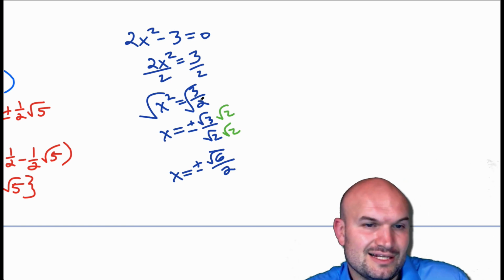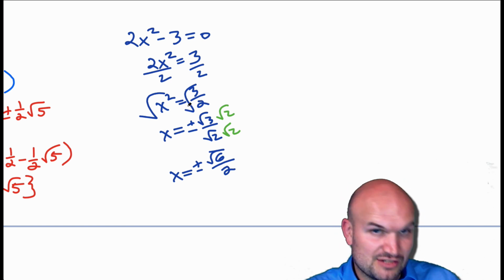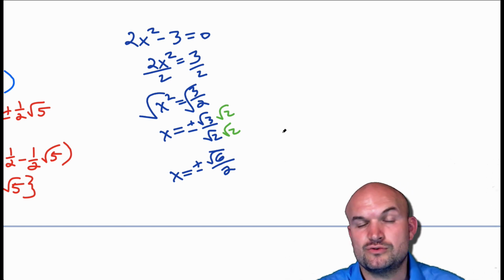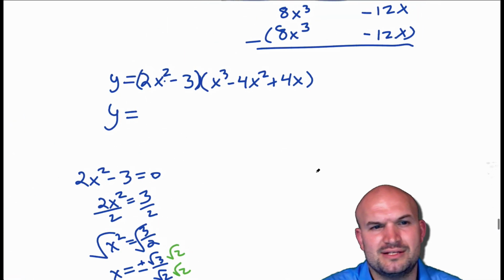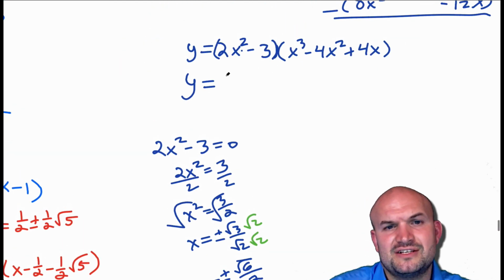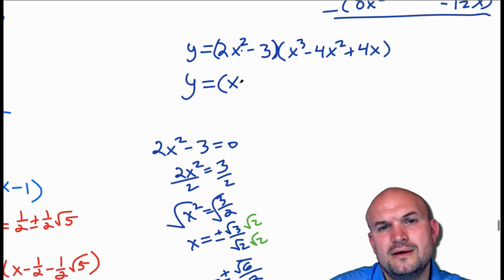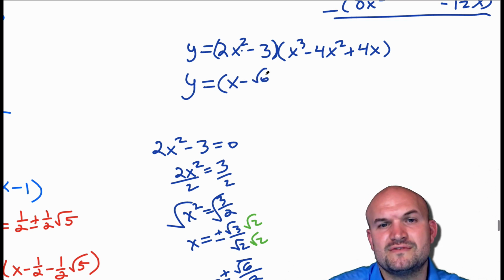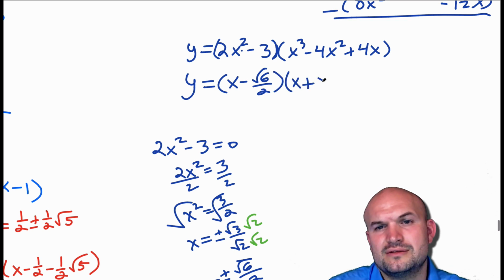So technically, if you just left it as square root of 3 over 2, that's right. But if you're looking at multiple choice questions, something like that, you'd want to see that written as the square root of 6 over 2. And that's how I'll write my answer. So anyways, those are the zeros. So if I want to write those as the factors, I'd write this as x minus square root of 6 over 2 and x plus the square root of 6 over 2.